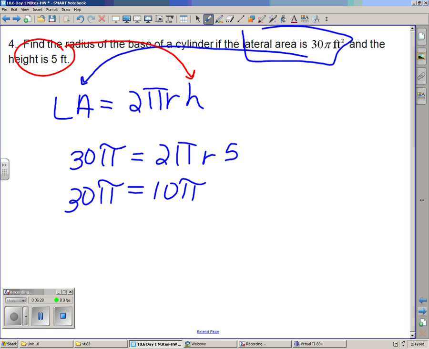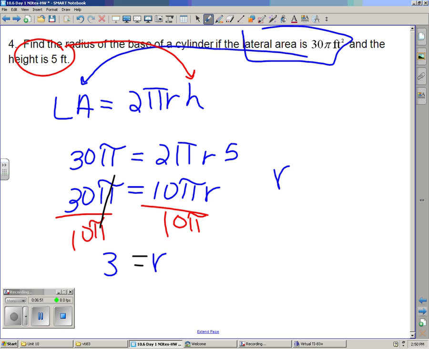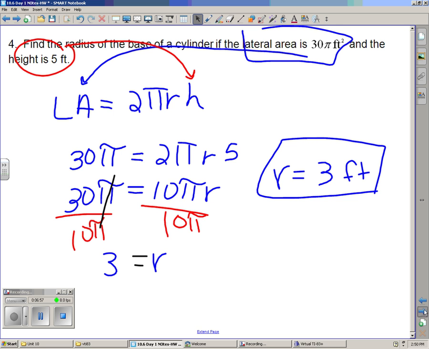We're trying to find the radius. So at this point, we need to divide both sides by 10 pi in order to find r. If I divide both sides by 10 pi, then the pi's cancel out. 30 divided by 10 is 3, and 3 equals r. So your radius is 3. And that's it. You should be good to go.